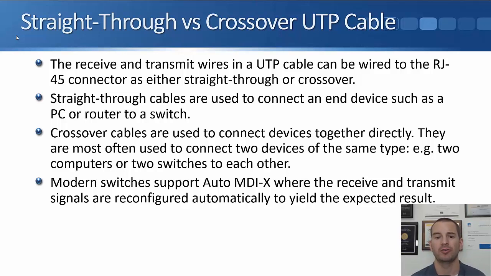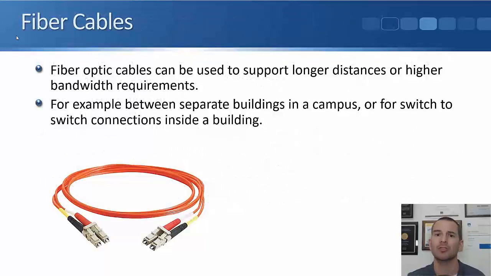However, modern switches support auto MDIX, where the receive and transmit signals are reconfigured automatically to get the expected result. So with modern switches, you don't have to use a crossover cable. You can use a straight through cable as well, and that will still work. So the normal way to do it is a crossover, but really with modern switches, a straight through will work just fine as well. But if you are going to use a straight through, do check that it does support auto MDIX. Okay, so that was our copper cables. Moving on to fiber.